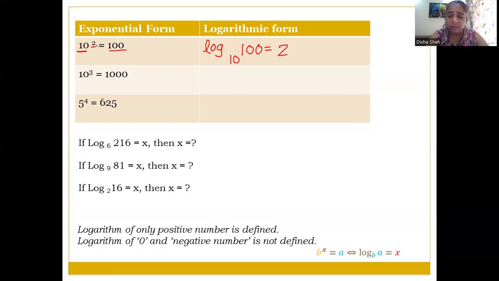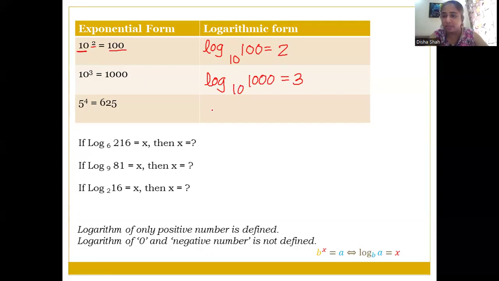So 10 square is equal to 100. This is an exponential form and log of 100 to the base 10 is equal to 2. This is a logarithmic form. Similarly, 10 cube is equal to 1000. This can be written as log of 1000 to the base 10 is equal to 3.